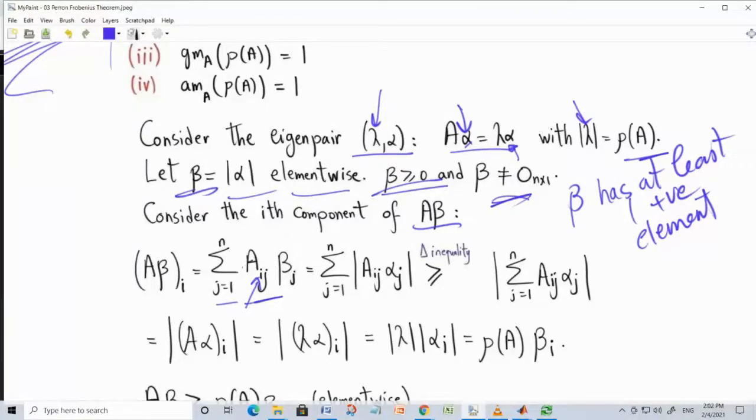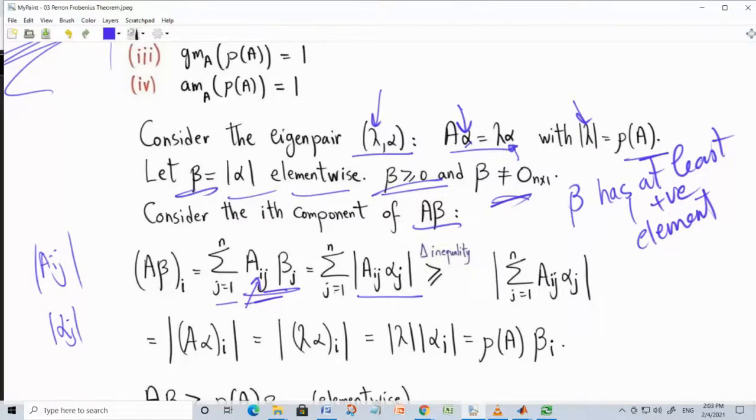Now we can take a_ij and write something like this. Why? Because a_ij is real valued and strictly positive, so each a_ij is equal to its magnitude. And by definition, beta_j is equal to the magnitude of alpha_j. And so the summand here is the magnitude of a_ij alpha_j.